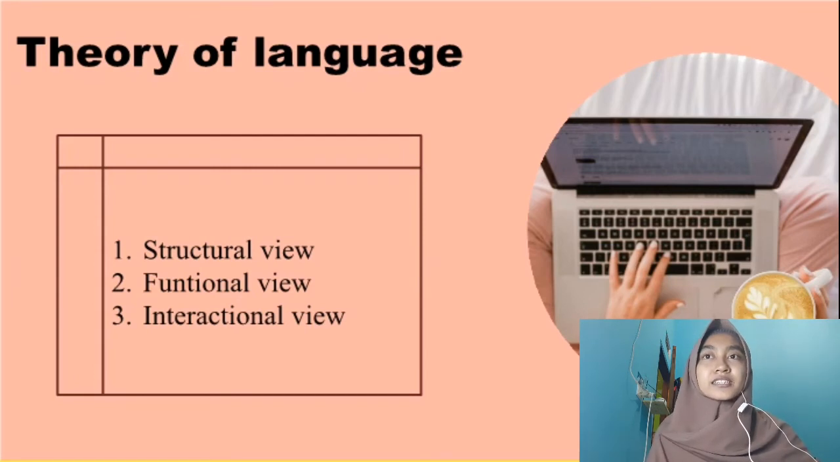For the second, functional view, the view that language is a vehicle for the expression of functional meaning. This theory emphasizes the semantic and communicative dimension rather than merely the grammatical characteristics of language, and leads to a specification and organization of language teaching content by categories of meaning and function rather than by elements of structure and grammar.